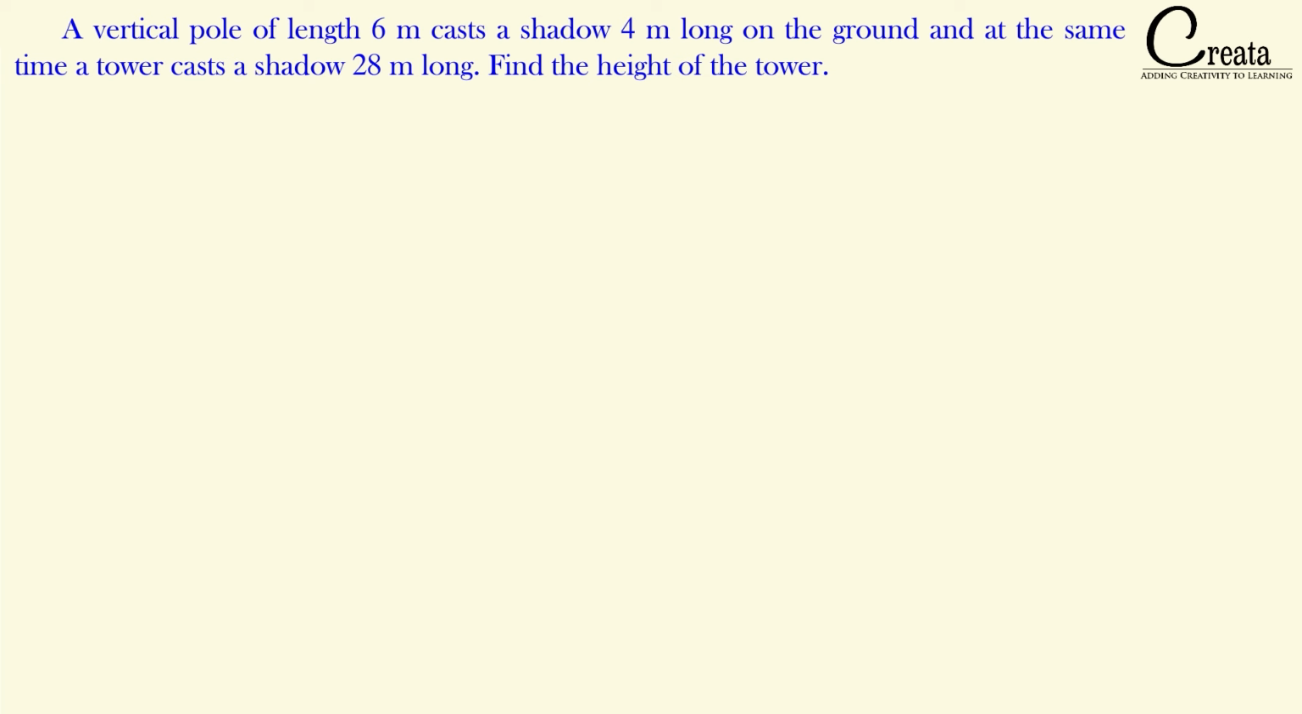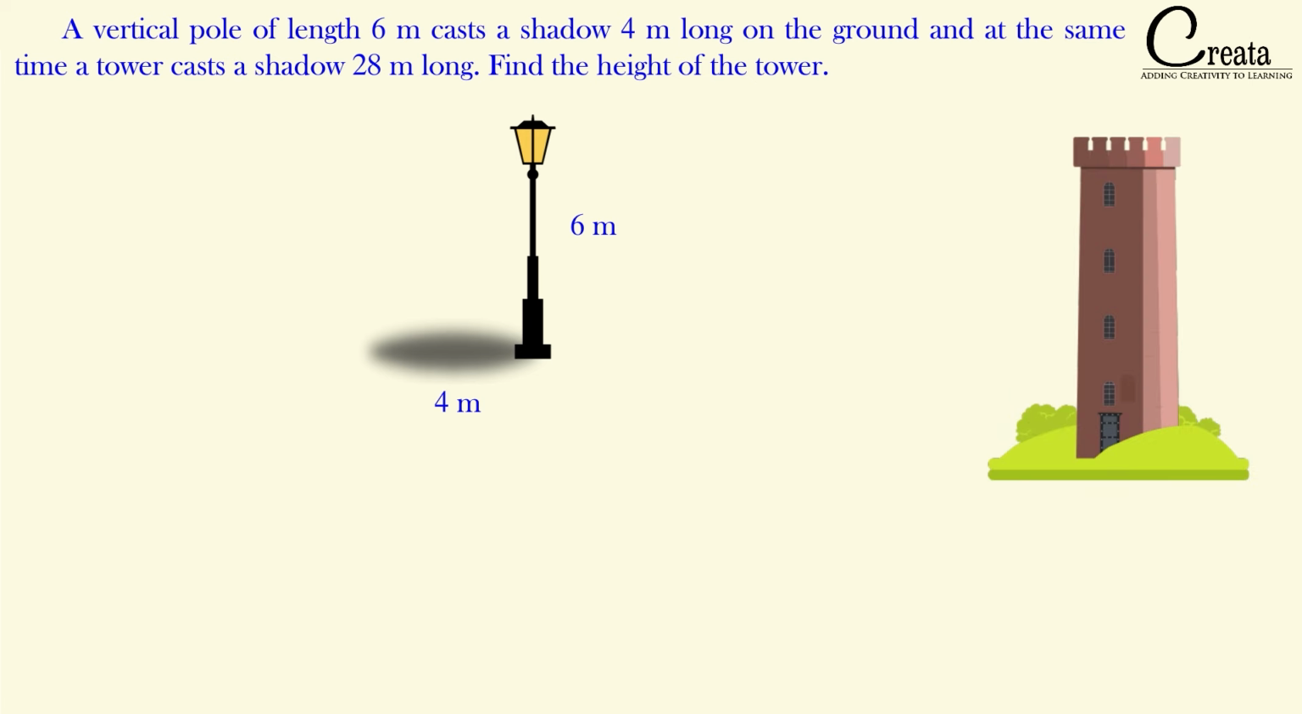Let's approach the question. A vertical pole of length 6 meter is given, which is casting a shadow, and the length of the shadow is 4 meter. The height of the pole is 6 meter and the length of the shadow is 4 meter. And at the same time a tower is also given, whose total height we don't know, that we have to calculate, and that tower is also casting a shadow. The length of the shadow is 28 meter. So we have a pole and a tower, both casting shadows. In this question we have to find the height of this tower.